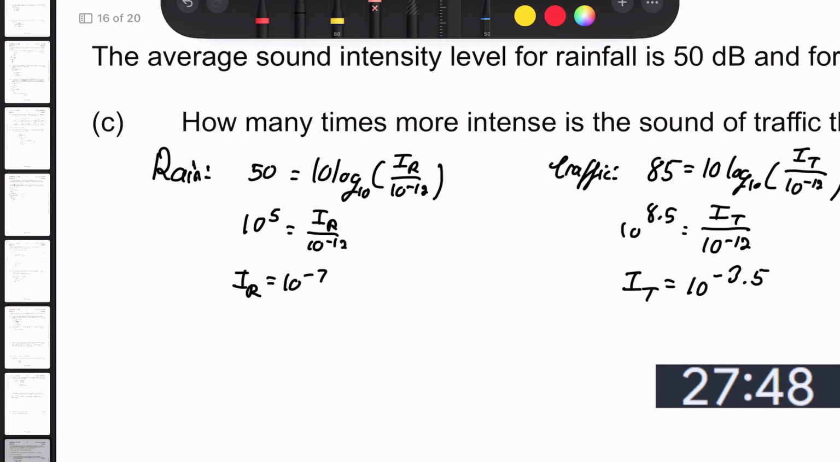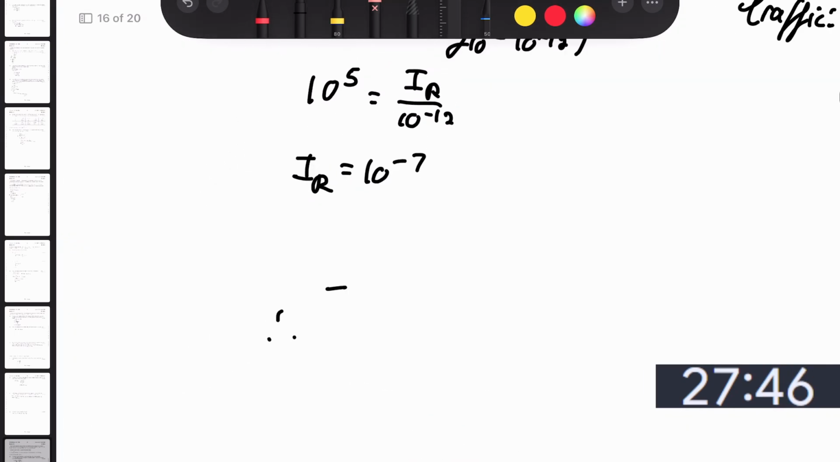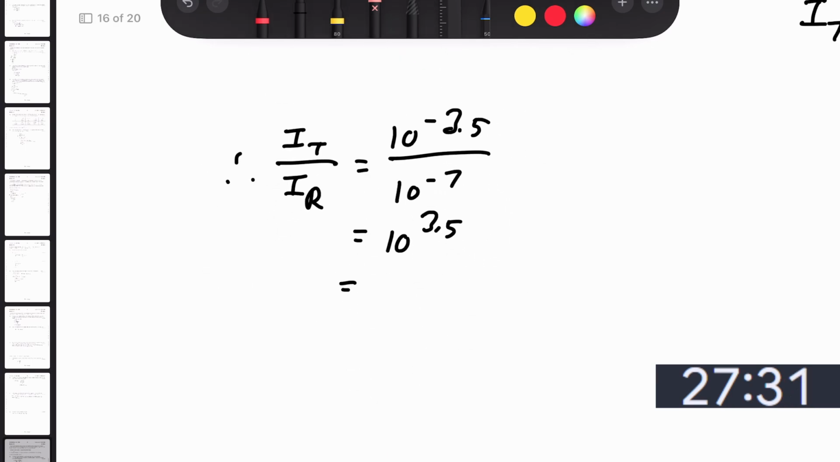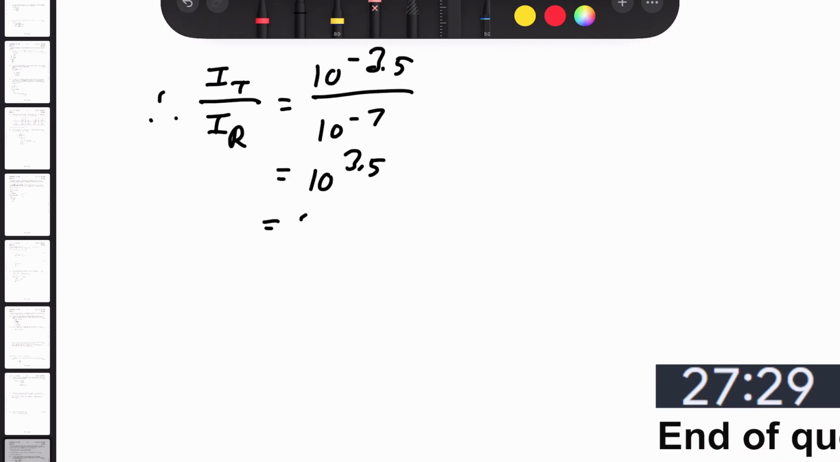It's the sound of traffic, therefore IT over IR is equal to 10 to the negative 3.5 over 10 to the negative 7, about 3.5, which is equal to 3162.3 times as intense.